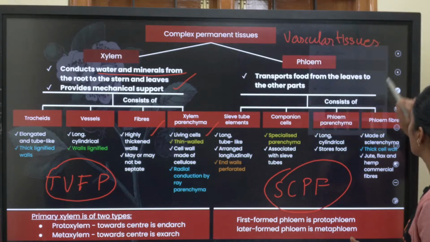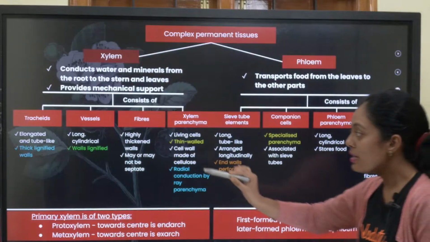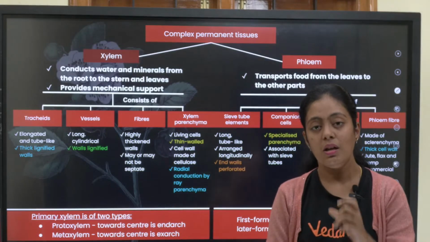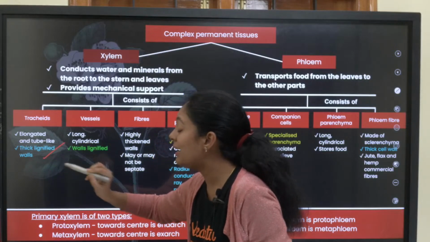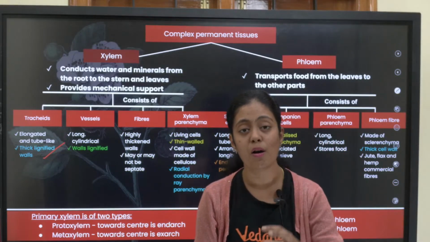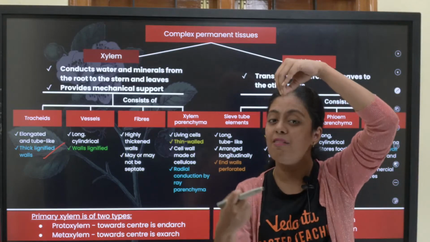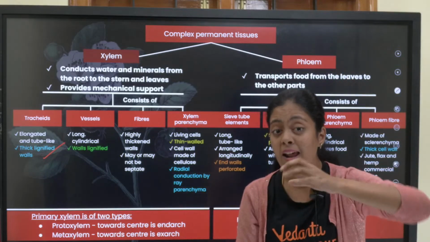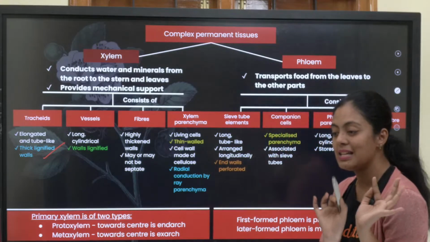So first, let's concentrate on xylem. Xylem contains tracheids. Tracheids are elongated, tube-like cells with thick lignified walls. Imagine they are elongated. I will show you the pictures. They are tubular and they have lignified walls.